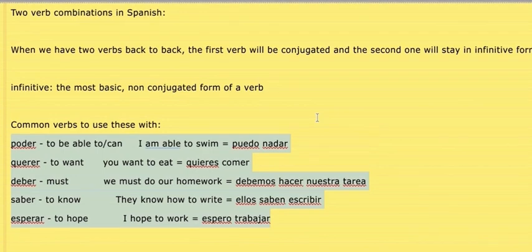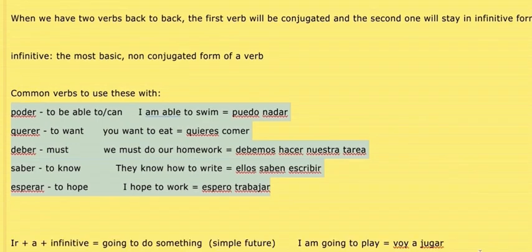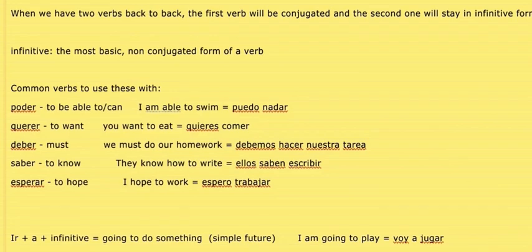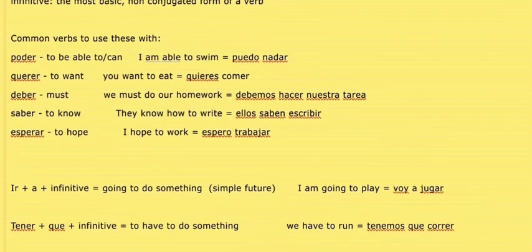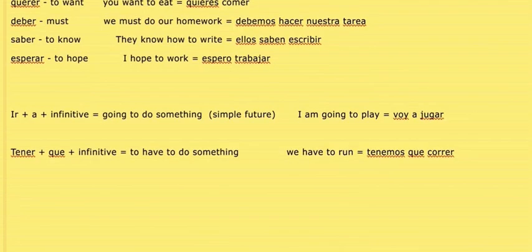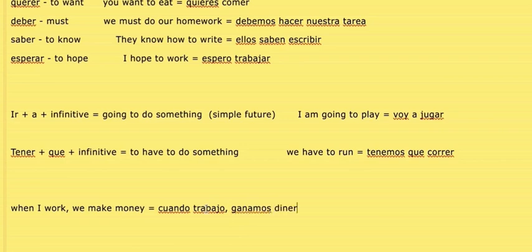So overall, that's the two verb combinations, but I just wanted to show you real quick an example of when we wouldn't use this. And it actually makes sense because it's the same in English. So for example, if I were to say, I work, we'll say this, when I work, we make money. When I work, we make money. Cuando trabajo, it's going to stay in present. No subjunctive here because it's me working overall. That's a little advanced though. We make money. Ganamos dinero.